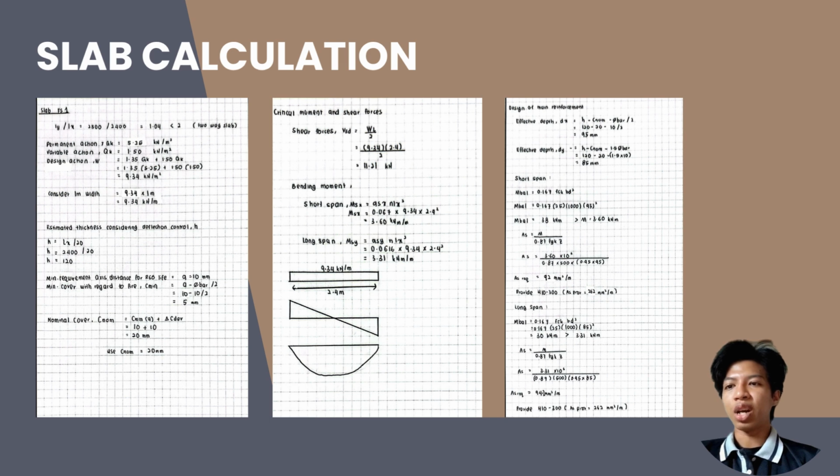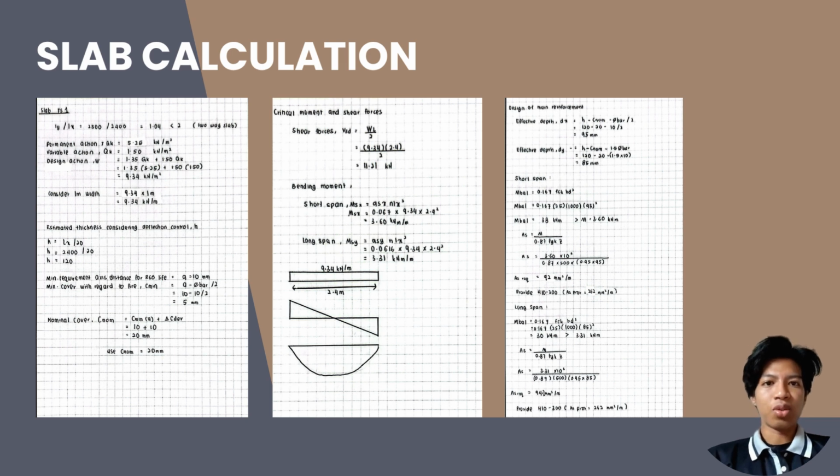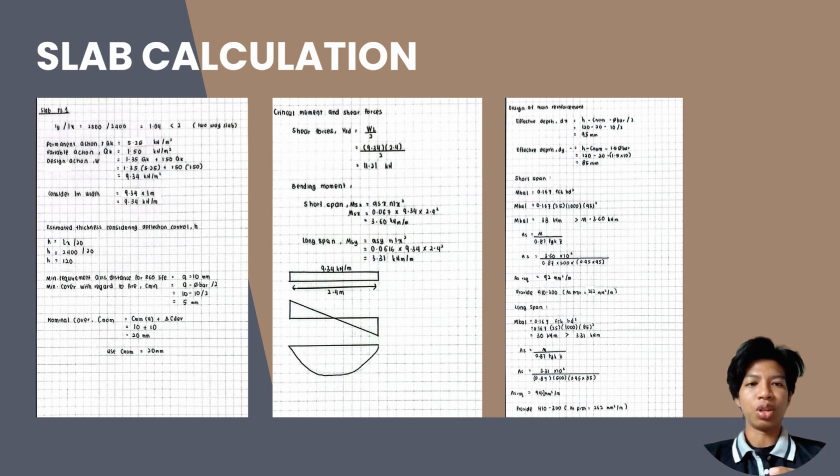And then we need to find our C min, which we got as 5 mm, and C nom as 20 mm. After using a C nom of 20 mm, we need to find the shear force VED equal to WL per 2. The value that we got is 11.21 kilonewton. And then we have the bending moment in two ways, in the short span and long span. Our short span is 3.6 and our long span is 3.31.